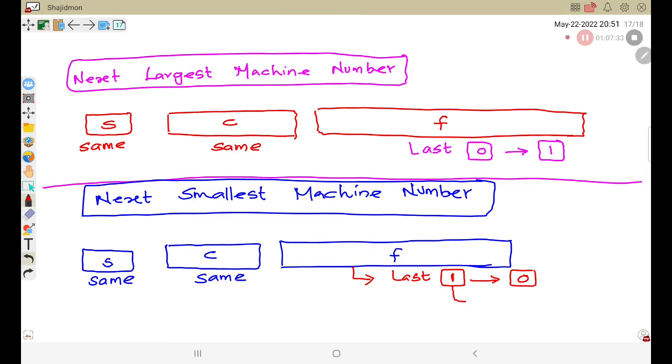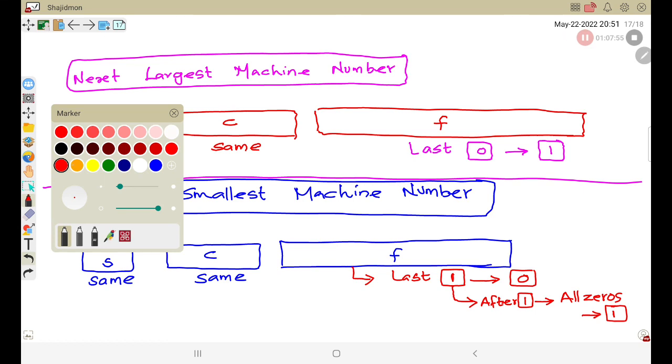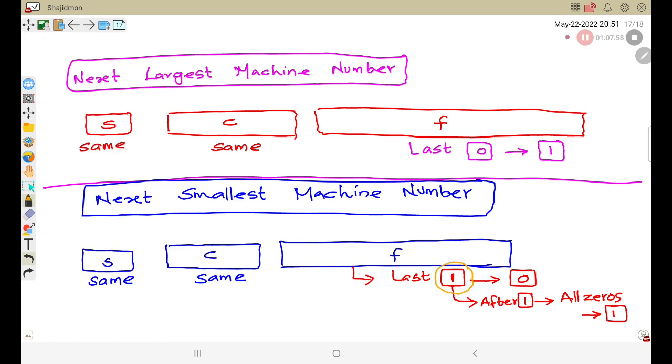After this binary number 1, whatever zeros are coming after the 1, all those zeros change into 1. Keep in mind, only after this number 1, all the zeros change into 1. Before the 1, don't change. After the 1, however many zeros, all those zeros change into 1. So that you will get the next smallest machine number.